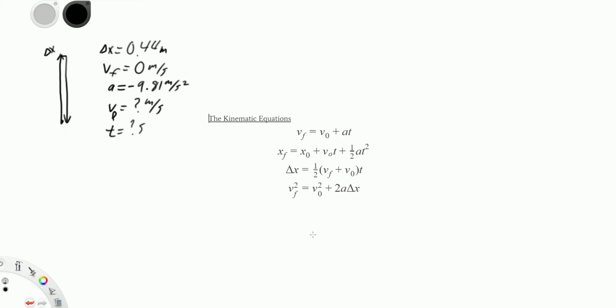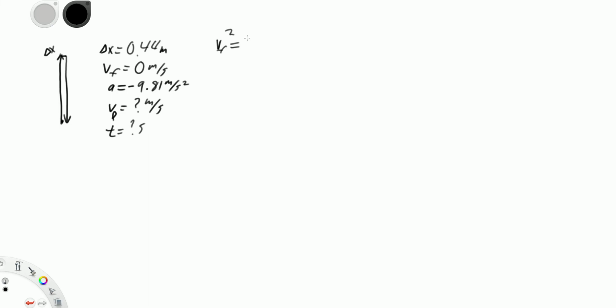So we're going to solve this for the initial velocity there. So we have Vf squared equals V naught squared plus 2a delta x. We're going to solve this for the initial velocity, which I'm going to skip the steps of the algebra, but V initial is the square root of Vf squared minus 2a delta x.